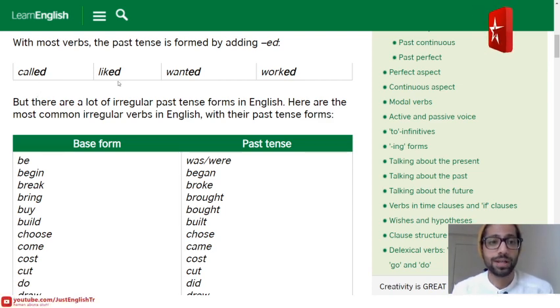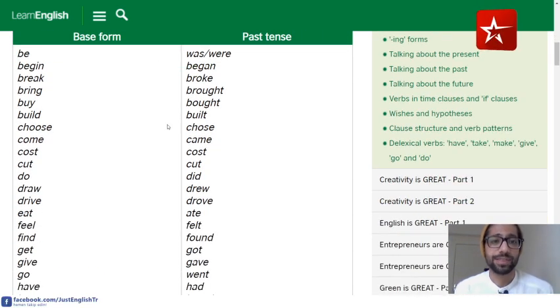So called, liked, wanted, worked, as we know, these are all regular. However, the irregular part is the problem that most students have.